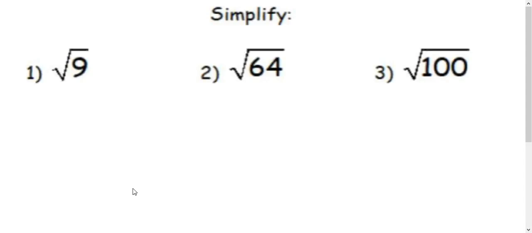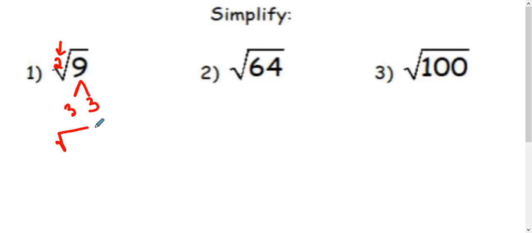In example 1, we are asked to simplify the square root of 9. So remember that in a square root, your index is 2. Okay, that's important. First, we're going to reduce 9 down to its prime factors. So 9 is 3 times 3. These are both prime numbers, so we're done.